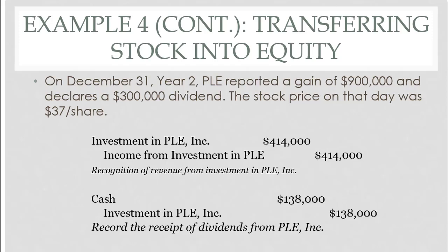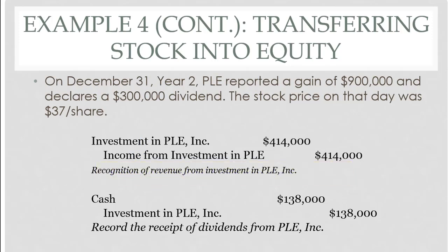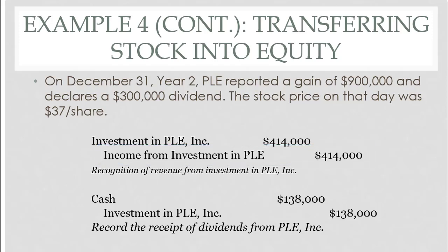They also paid a dividend, so I'm going to get cash, again, 46% of the $300,000. That gives me the $138,000 debit to cash, but it credits my investment in PLE because it's going to drop the value of their retained earnings account when they pay a dividend, and I'm tracking that change. And this, again, is going to affect my retained earnings because of this number right here that's going to be part of this year's net income and will flow through my closing entries into retained earnings.